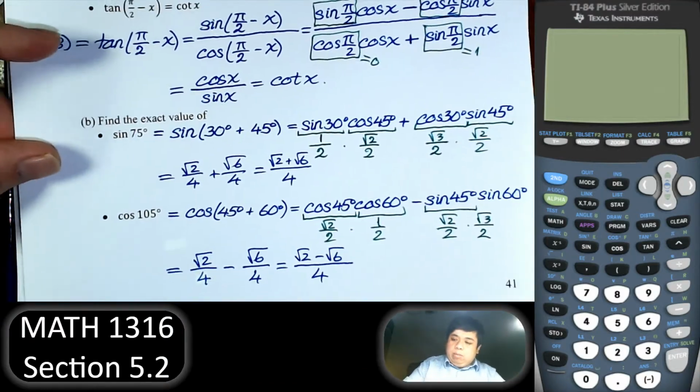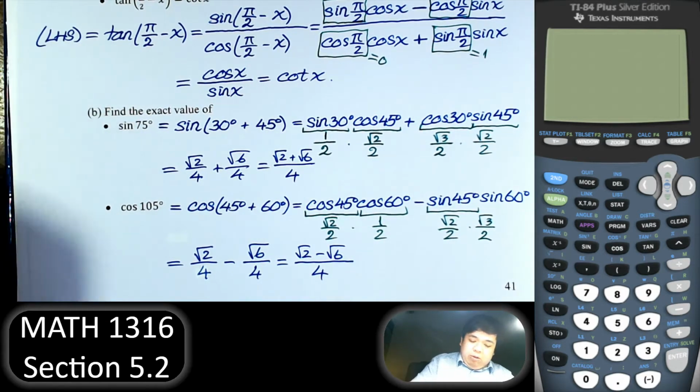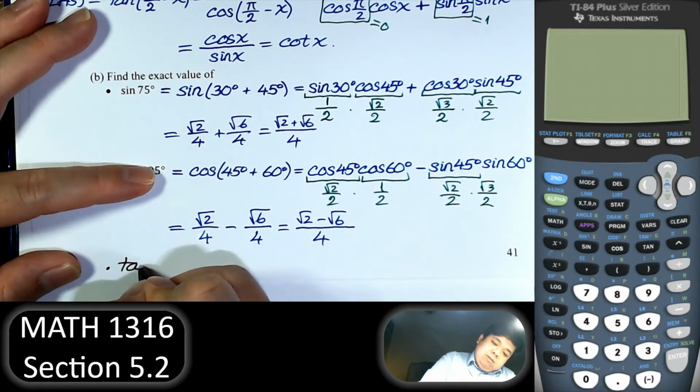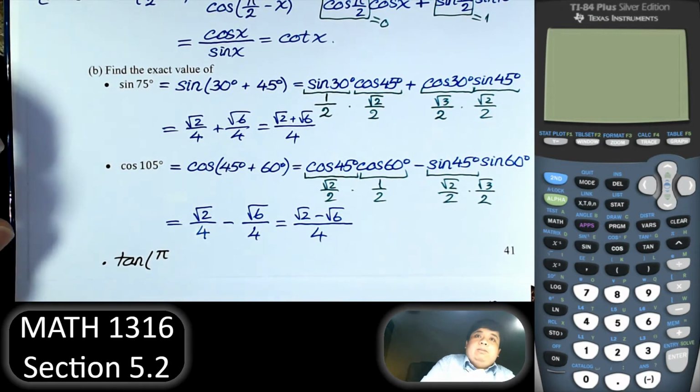Of course, here we didn't go with something less conventional. We might have something, let's say, tangent of pi over 8.